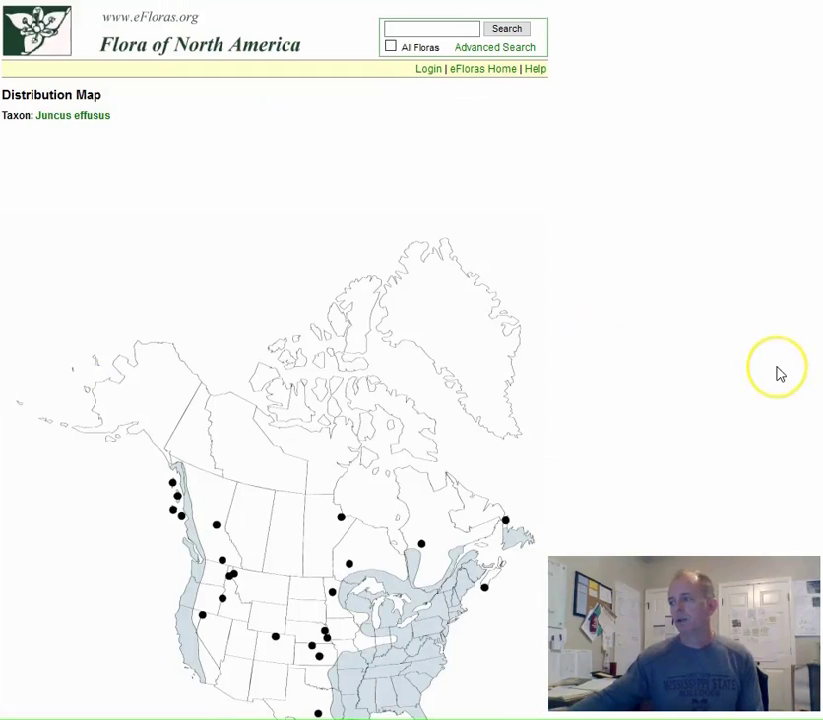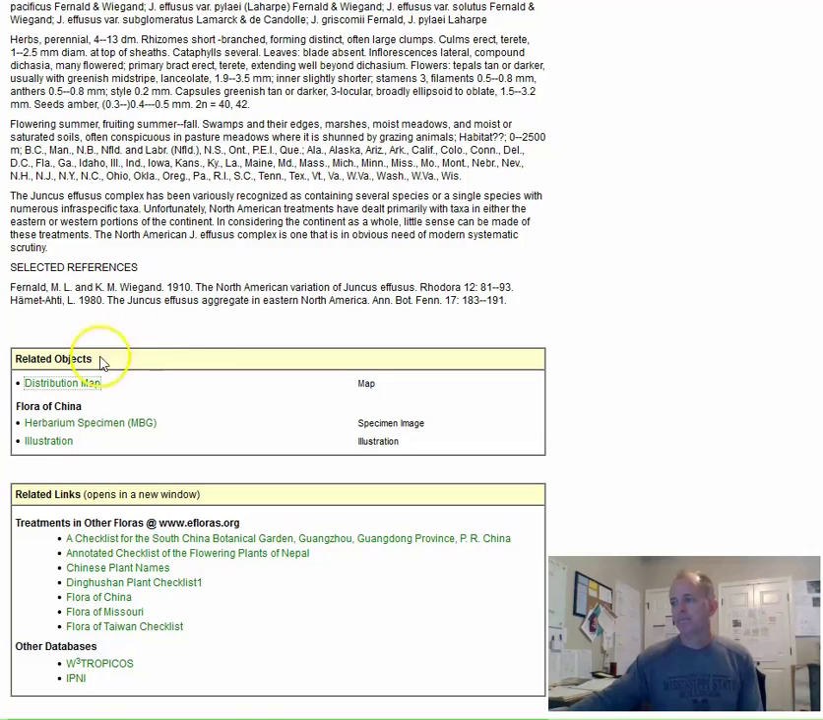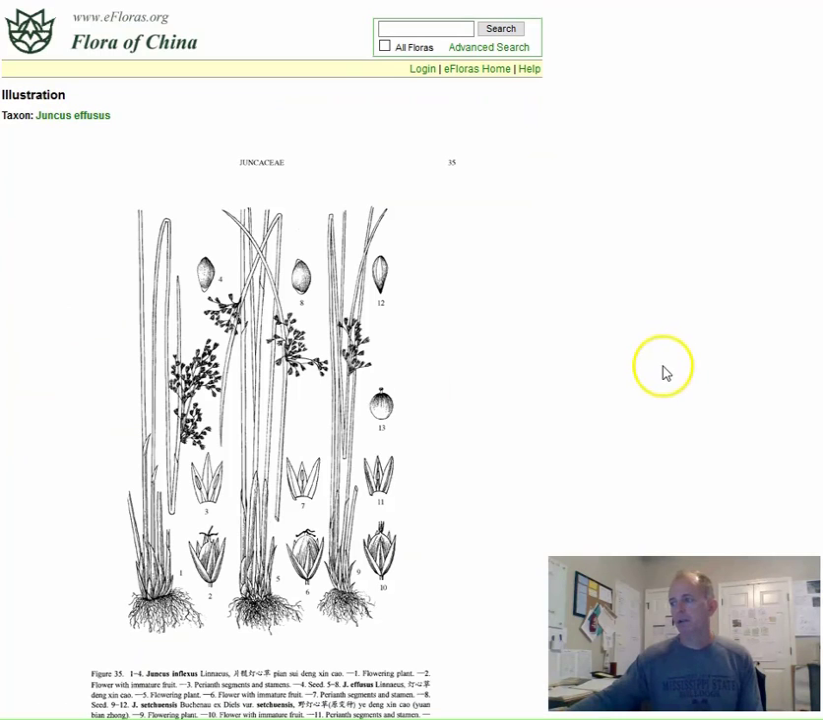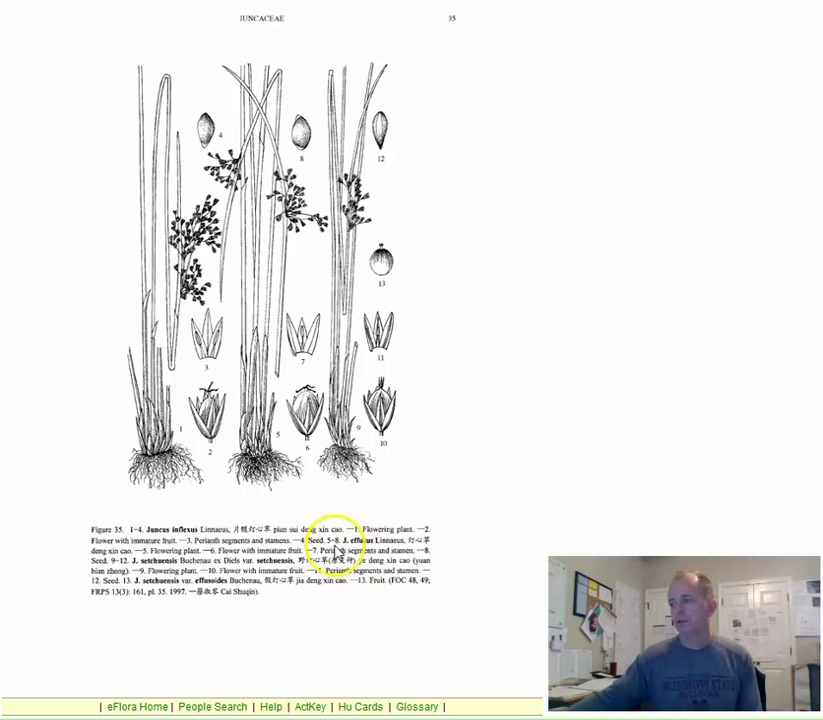Look at the distribution map for Juncus effusus. It's basically, any place that's wet, you can find Juncus effusus growing. An illustration of it here. And so which one of these are Juncus effusus? It's going to be 5 through 8. So 5, 6, 7, and 8. There's what the seed looks like. And here's that rhizome. See how they're very short rhizome segments with the culms coming off.